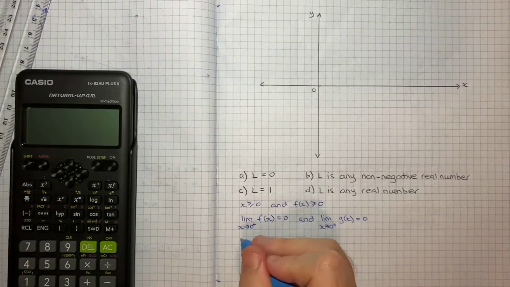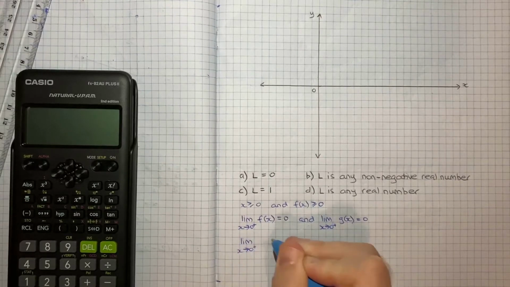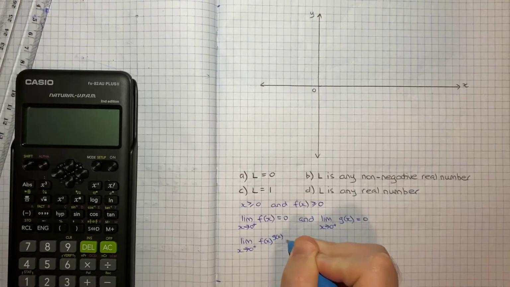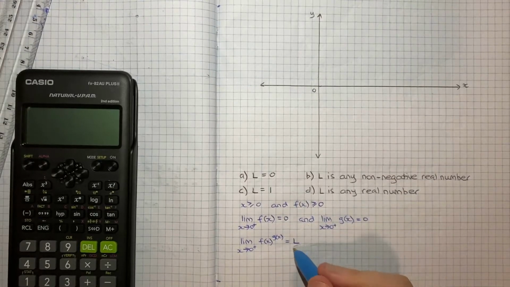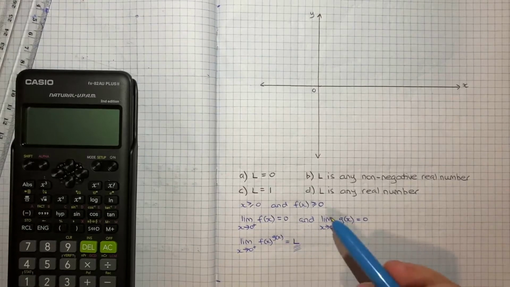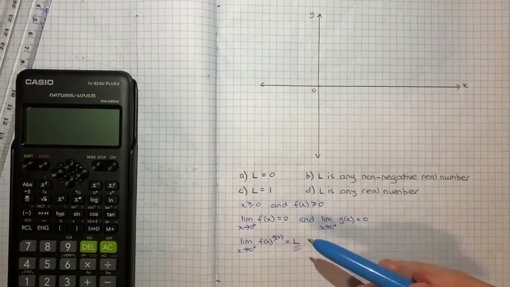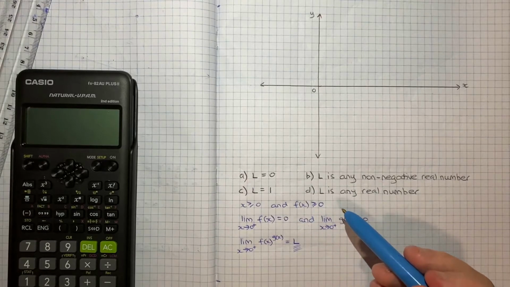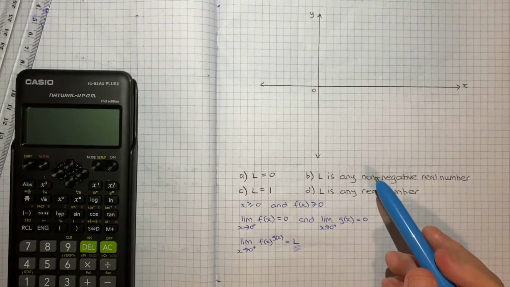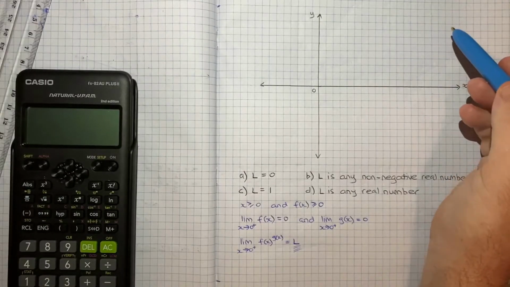And then finally, we're told that the limit as x goes to 0 from above of f(x) to the power of g(x) is equal to L. And it's this value L that we're concerned with, or at least the nature of it. We're not going to find what L is, but we want to make a conclusion about it.